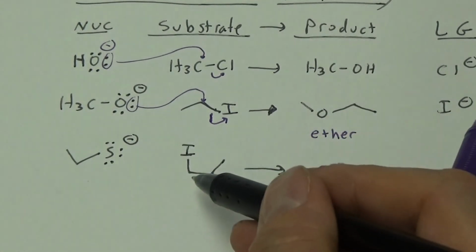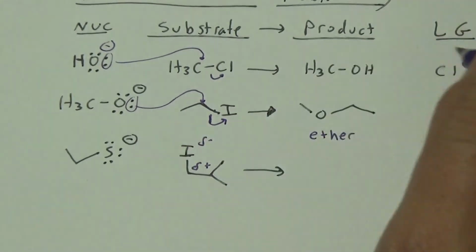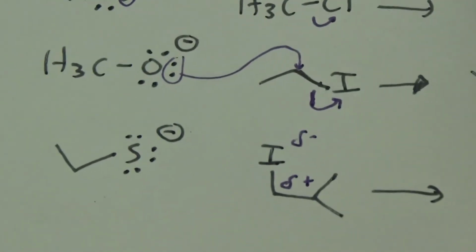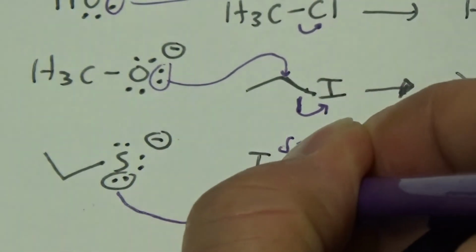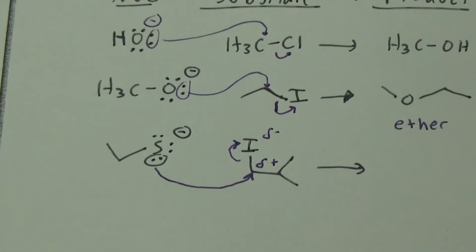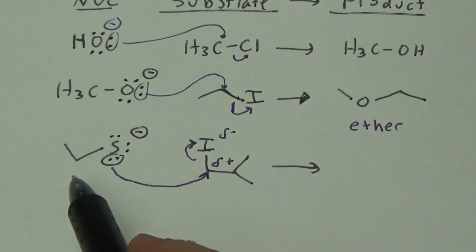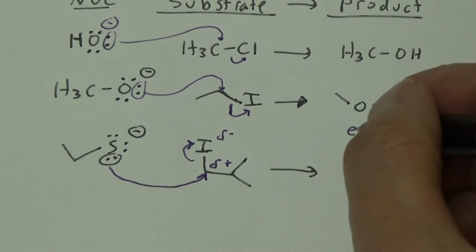Well, the sulfur is going to attack. Let's sneak in the delta negative and the delta positive. We got our delta negative, we got our delta positive. Let's throw in the mechanism arrow, right? Negative attacks positive. And what's the product? Let's draw the product. It looks like it's going to be 2 carbons, sulfur, connected to the isobutyl group, right?